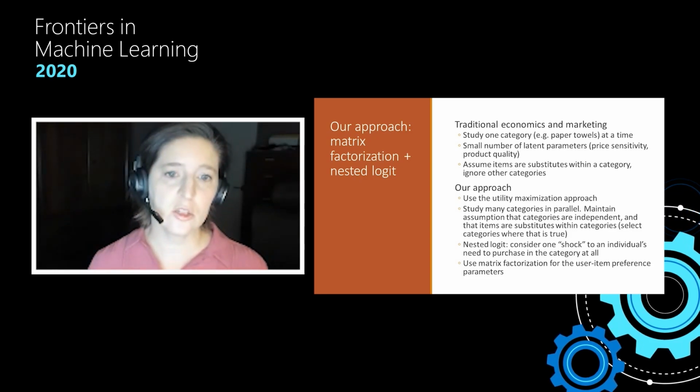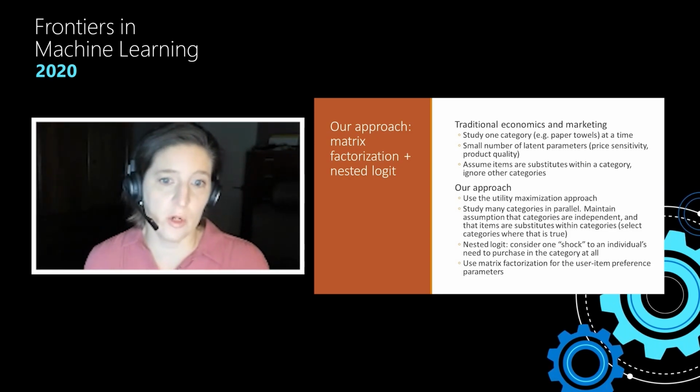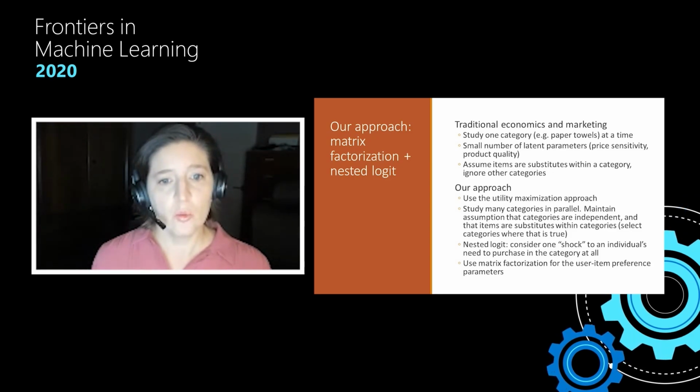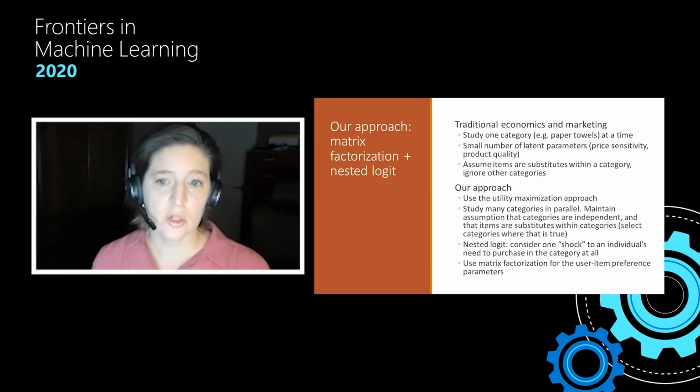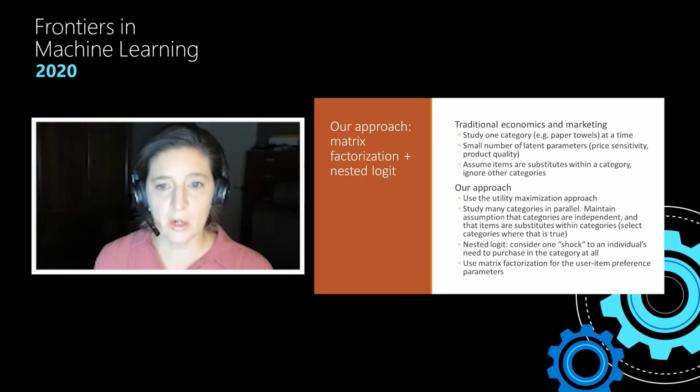The traditional models also assume that items are substitutes within a category, and they would ignore other categories. So you might study consumer purchases for paper towels, ignoring everything else in the supermarket, just throwing all that data away. So what we do in our approach is that we maintain this utility maximization approach, but instead of just studying one category, we study many categories in parallel.